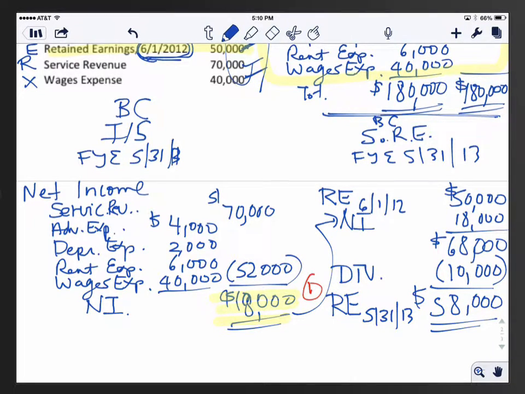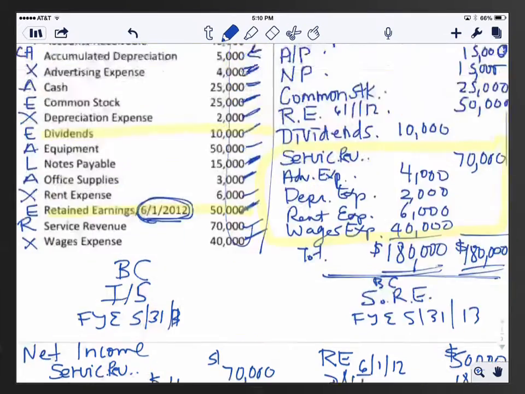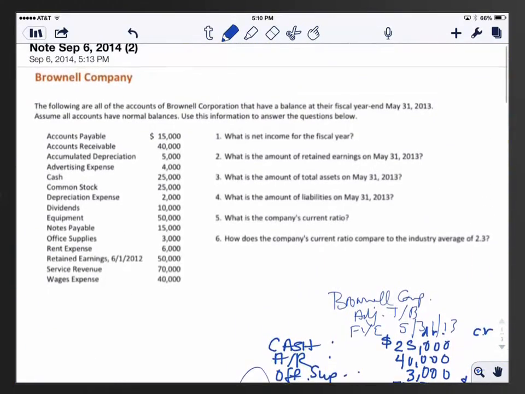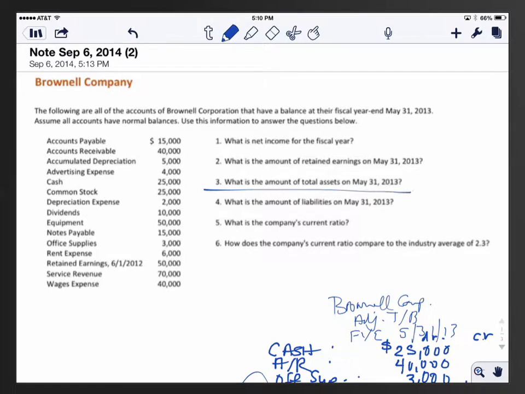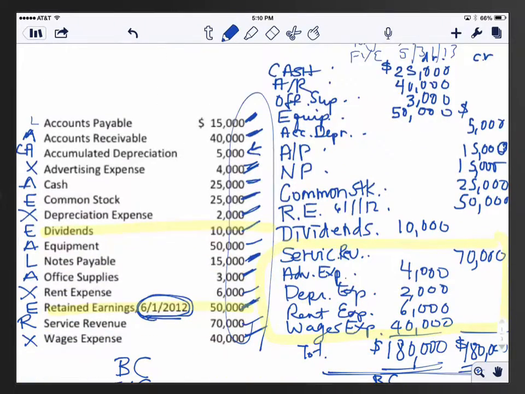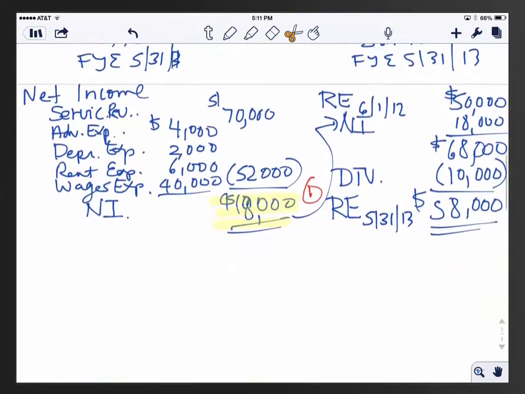All right. What's number 3? Number 3 asks us, what is the amount of total assets at the end of the year? Well, all we have to do here is add up the assets. And the trick, so to speak, it's not really a trick, but the thing you need to know is this accumulated depreciation. You have to take that into account. So I'm just going to copy that section just to make it easier to write here.